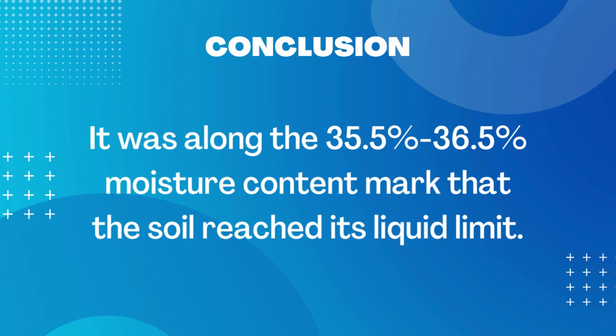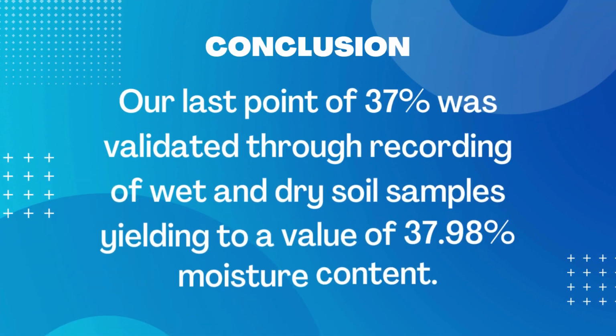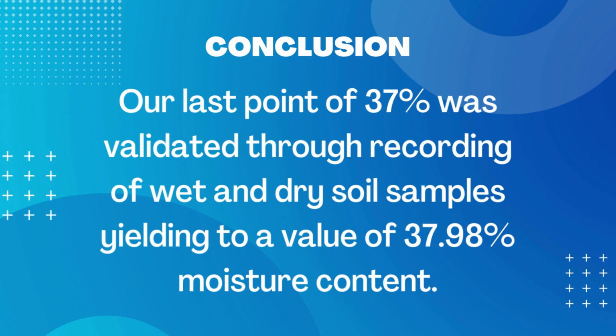We based our 30% starting point on our plastic limit experiment because we know from our past data that around 20% was still a zone for plastic limit. Our last point of 37% was validated through recording of wet and dry soil samples, yielding a value of 37.98% moisture content, which is already acceptable.